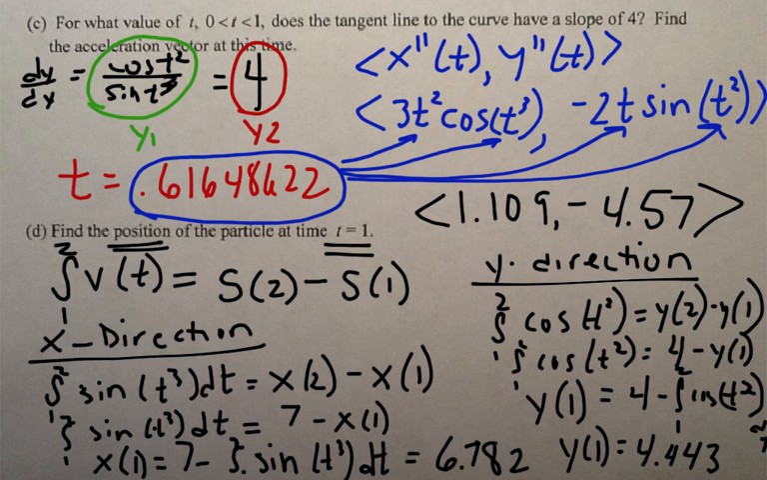So, the position is really the coordinate pair, 6.782, comma, 4.443. And that's the answer to that problem.